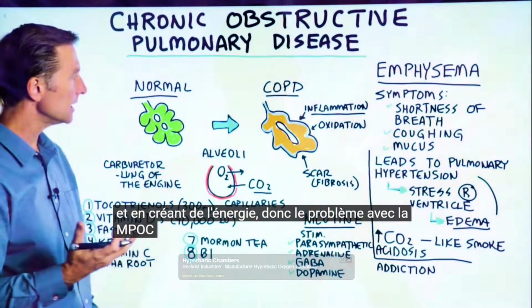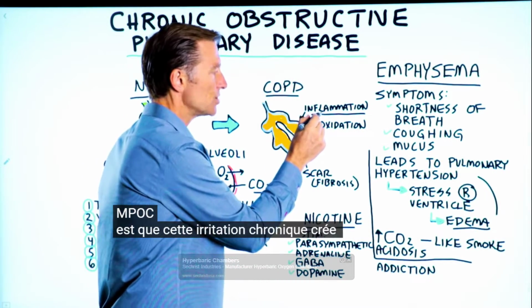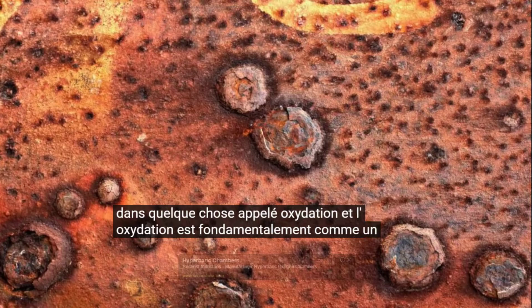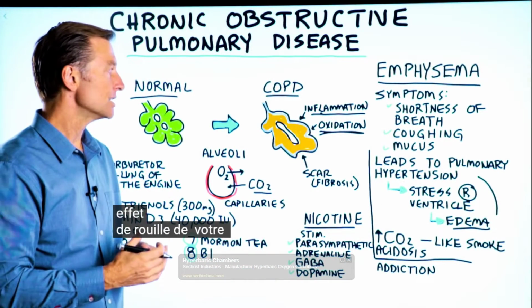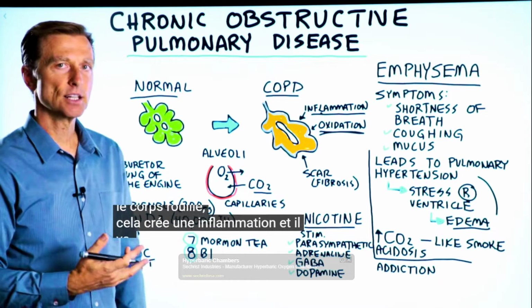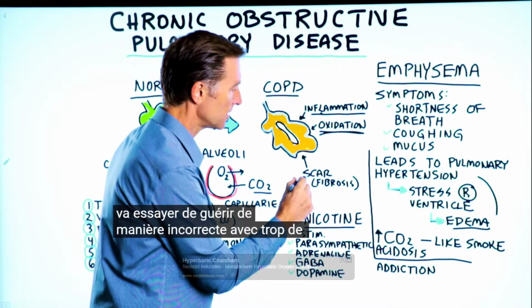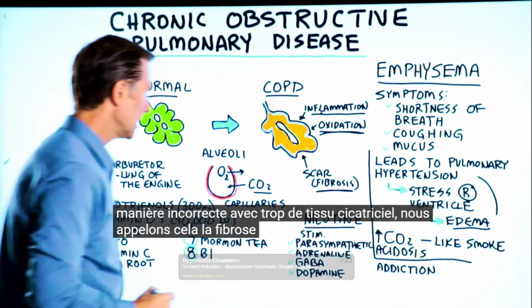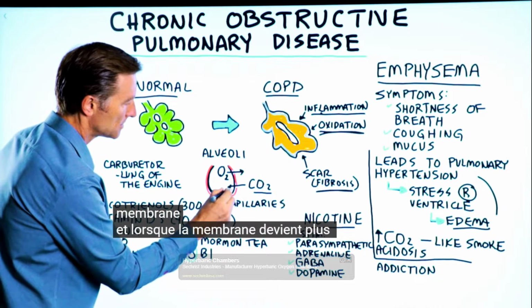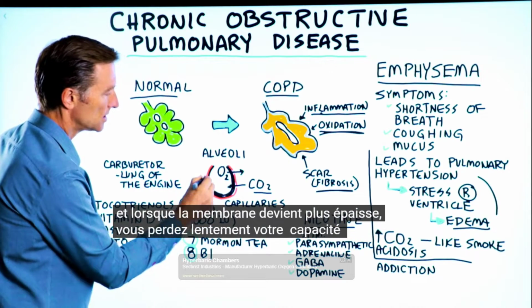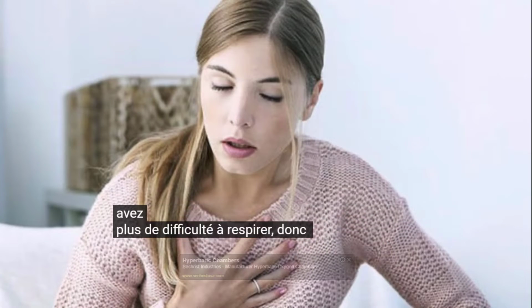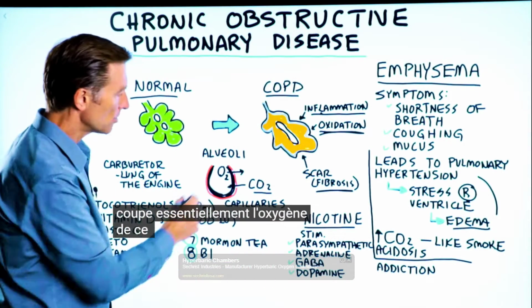So the problem with COPD is this chronic irritation creates inflammation and something called oxidation. And oxidation is basically, it's like a rusting out effect of your body tissue. And the more that the body rusts out, it creates inflammation, and it's going to try to heal incorrectly with too much scar tissue. We call that fibrosis. And so we get a thickening of this membrane. And when the membrane becomes thicker, you slowly lose your ability to exchange gases and get oxygen. So you have more difficulty breathing. So it's basically shutting off the oxygen to this carburetor right here.